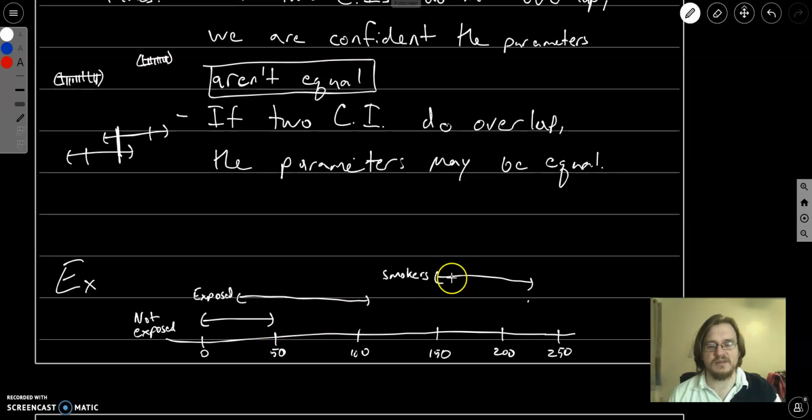So we're confident that the mean for smokers is going to be up here somewhere, but we don't know exactly where. Whereas for people that have just been exposed, or people that have not been exposed at all, these means could be equal. They could line up. Or the people that were exposed could have a mean that's up here instead. So when there's separation, when there is no overlap, we are confident that the means are not equal. When there is overlap, we can't tell. We can't say with confidence that the means are equal or are not equal. We simply don't know.